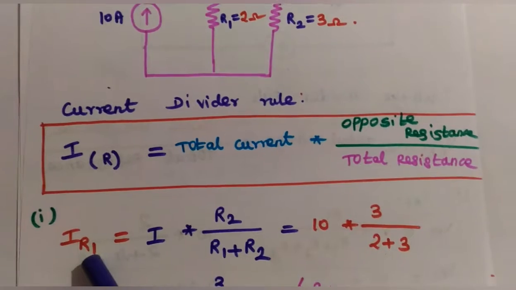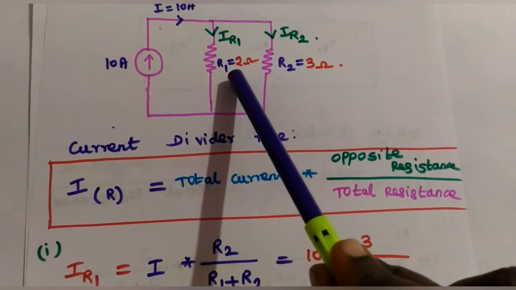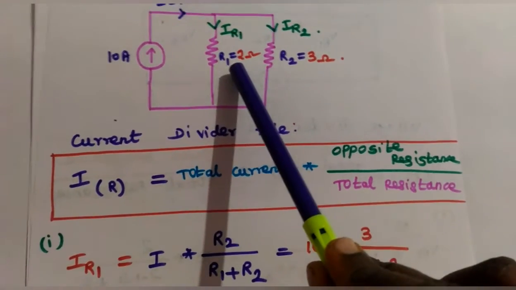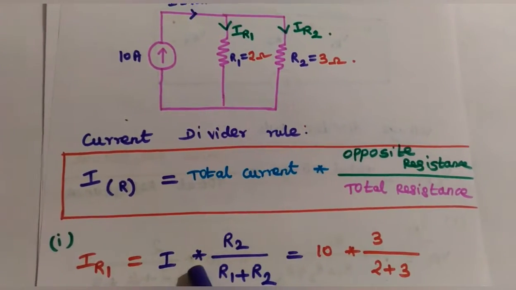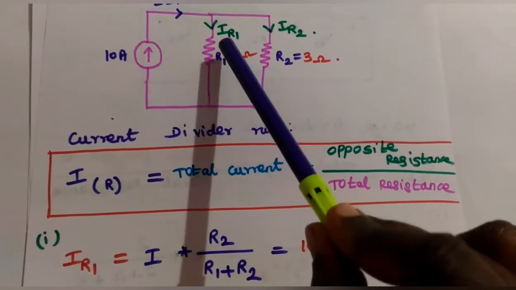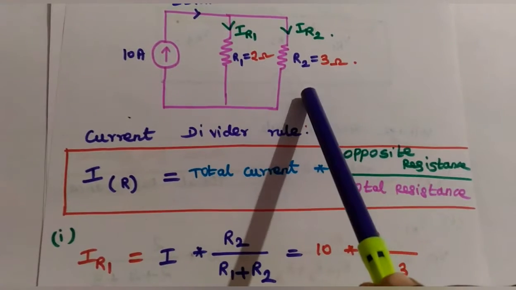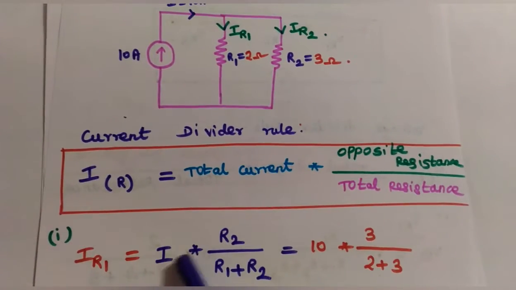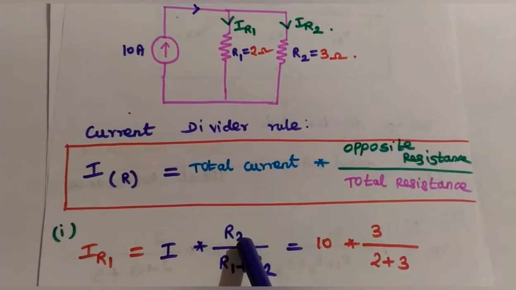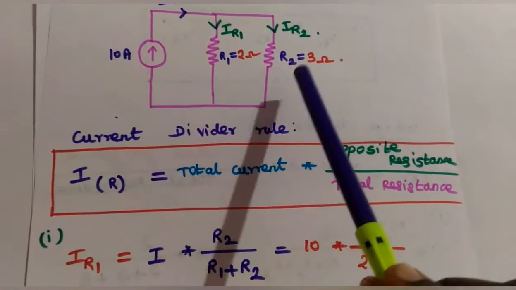Now I am going to find the value of current IR1, the current flowing through the resistance R1. So the total current I into, since we need current IR1, the resistance opposite to R1 is R2, divided by the total resistance of the parallel network, R1 plus R2.